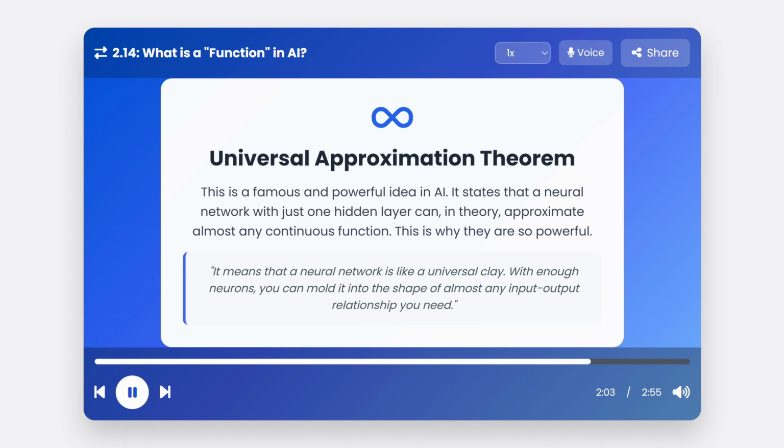There's a famous idea in AI called the Universal Approximation Theorem. It proves that a neural network is like a universal tool. In theory, it can be molded to approximate almost any continuous function you can imagine. This is why neural networks are so incredibly powerful. They are the ultimate, flexible function-finding machines.